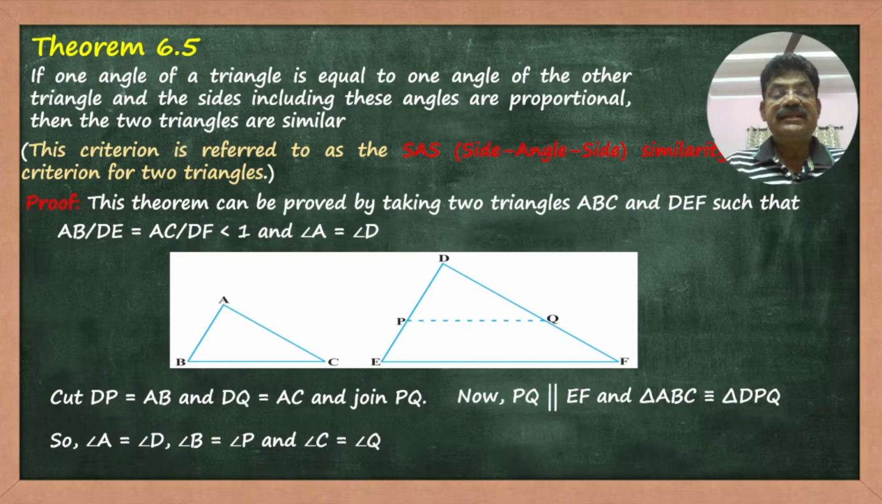Therefore, angle A is equal to angle D, angle B is equal to angle P, and angle C is equal to angle Q. Therefore, triangle ABC is similar to triangle DEF. So, SAS criterion for similarity, side angle side. This also you have to remember.